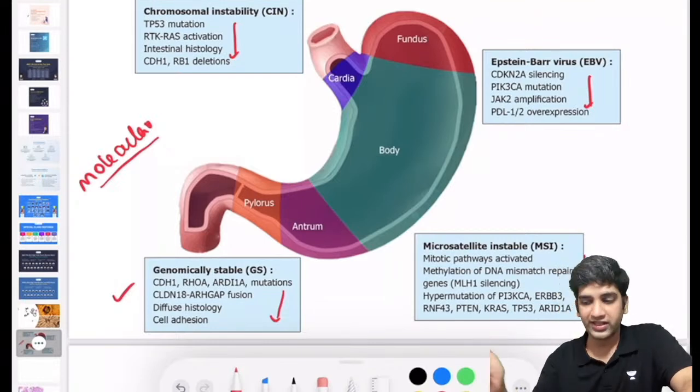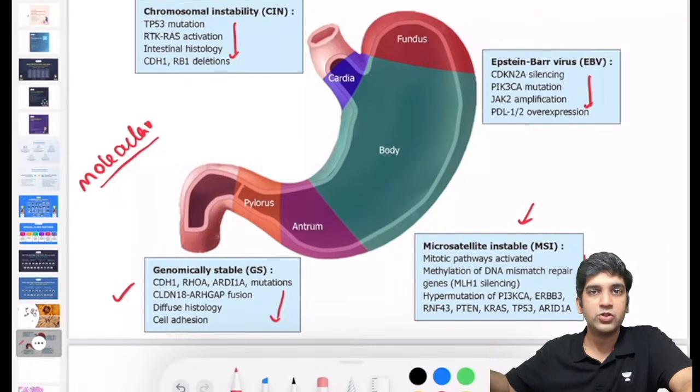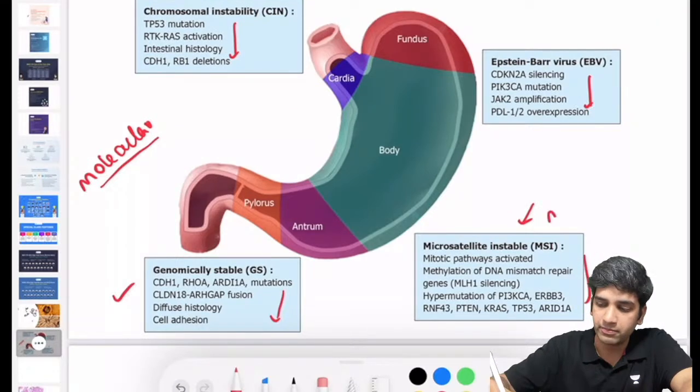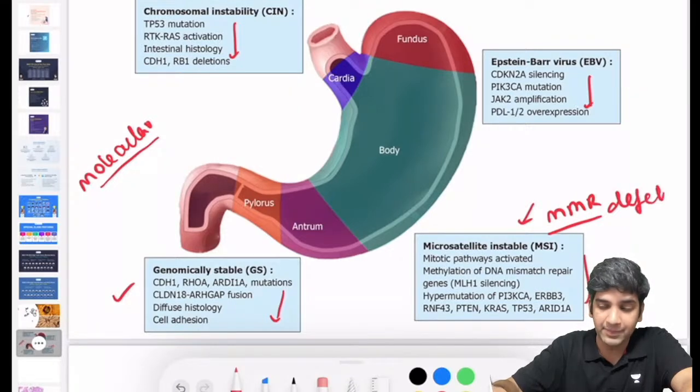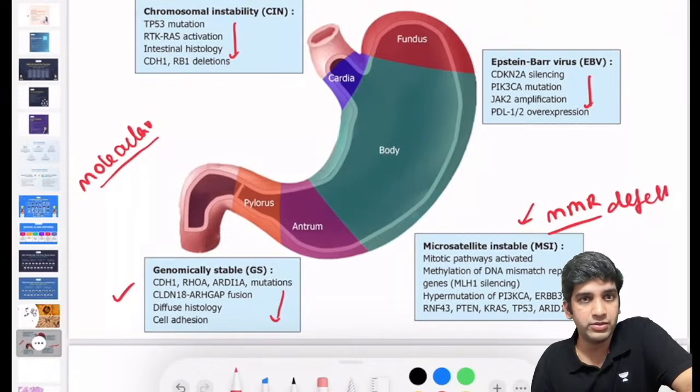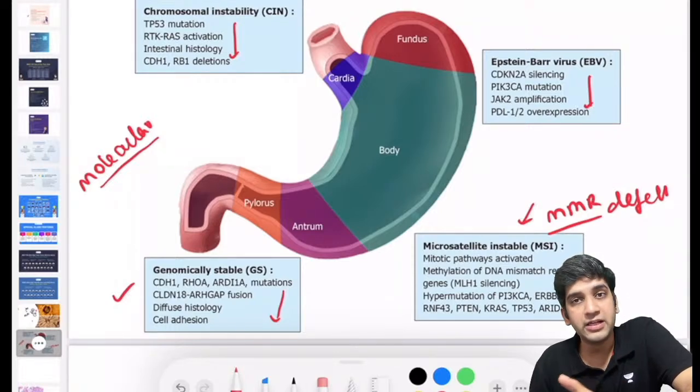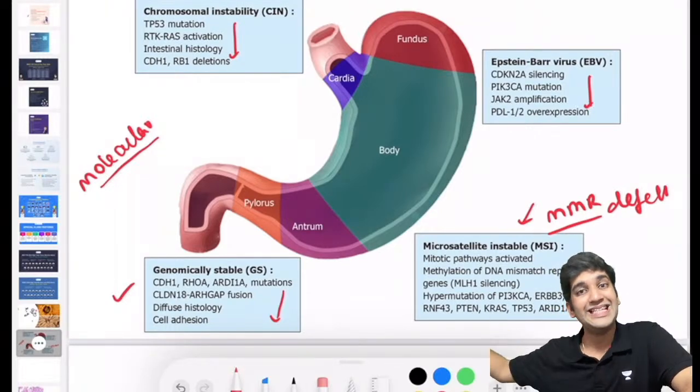In other words, on the other side, if you have a look at this, it's microsatellite instability, right? It's a mismatch repair. So if I have a mismatch repair defect, am I right in saying that the genome will not be stable? So definitely there'll be no stability, right? So the mismatch repair defect will come under genomic instability.